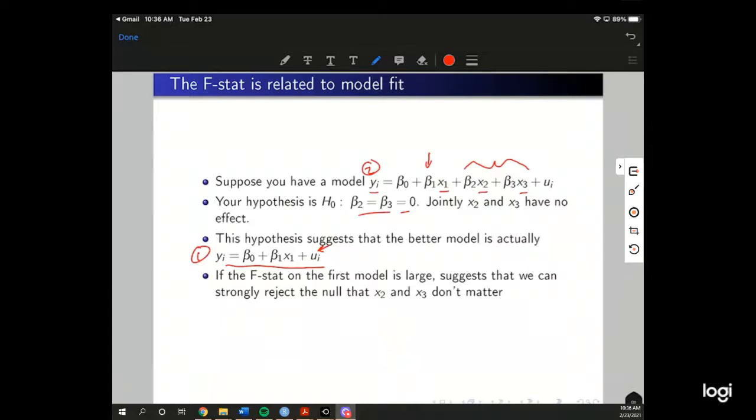So what the F-stat does for us is this: if the F-stat, well actually on the second model in this case, is large, this suggests that we can strongly reject the null hypothesis that x2 and x3 don't matter, meaning that model 2 is a better model than model 1. If we fail to reject this null hypothesis, this means that x2 and x3 don't matter, and so maybe model 1 is a better model. But really we're still in the land of argument. We need to make the argument that ui is uncorrelated with xi, and this is just one method for helping us make that argument.